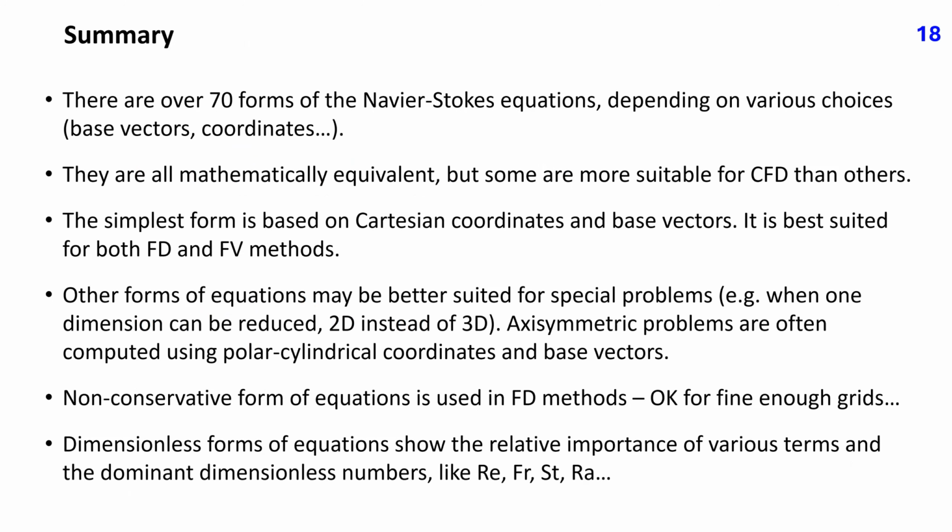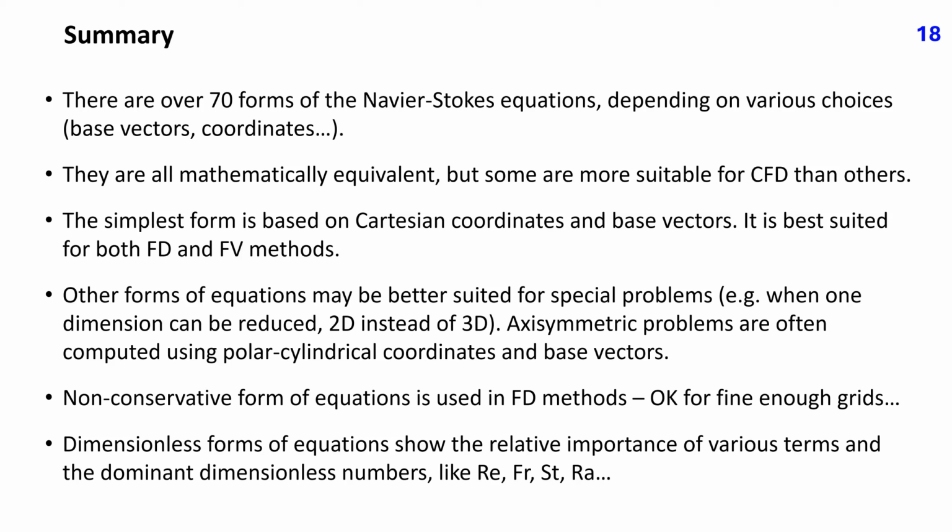There are over 70 forms of the Navier-Stokes equations depending on various choices like base vectors, coordinates, etc. They are all mathematically equivalent, but some are more suitable for CFD than others. The simplest form is based on Cartesian coordinates and base vectors. It is best suited for both finite difference and finite volume methods.